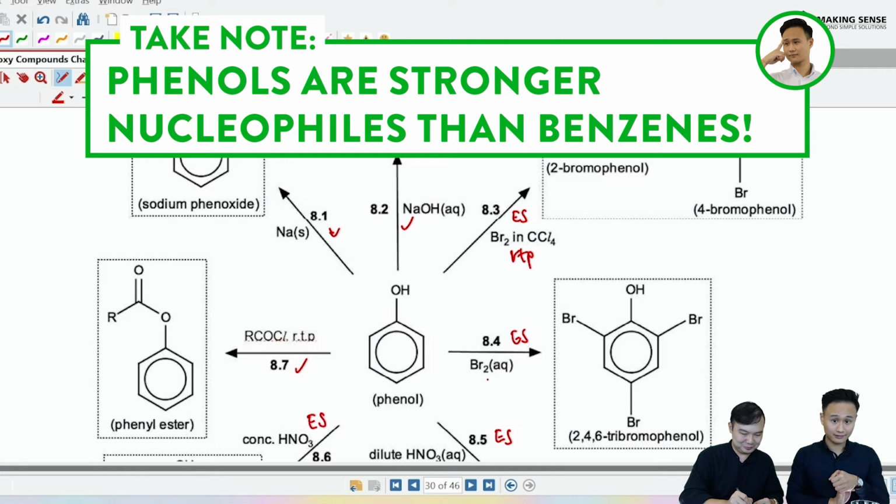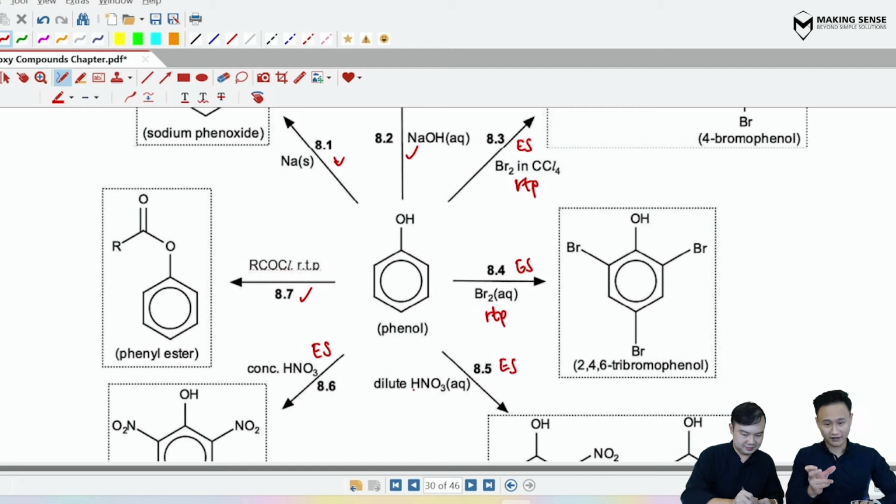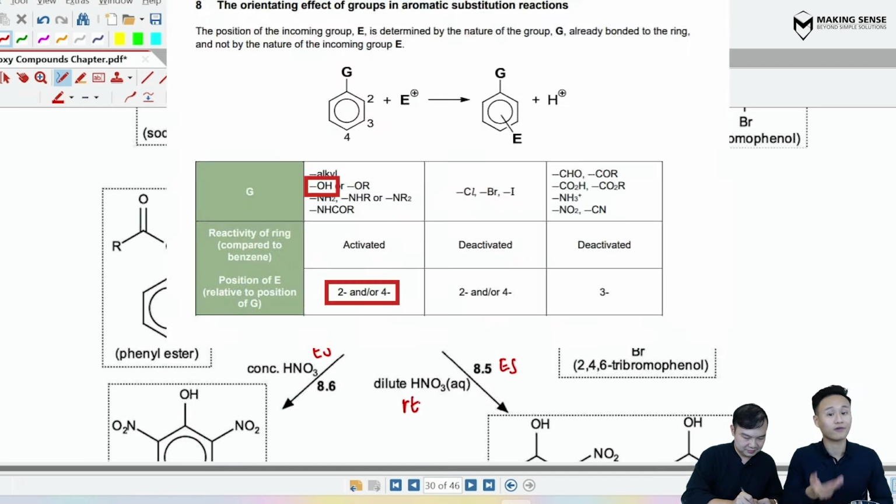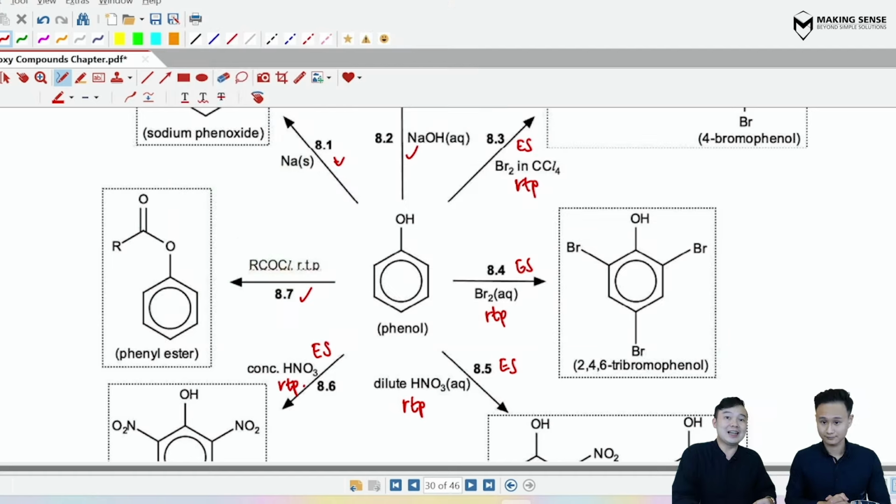Now, but not only that, I want you to also realize, if you guys can remember from the chapter on arenes, your OH functional group, when it's attached to a benzene, it is not 3-directing, it is 2,4-directing. Okay? Yep. So these are the two major things about electrophilic substitution.